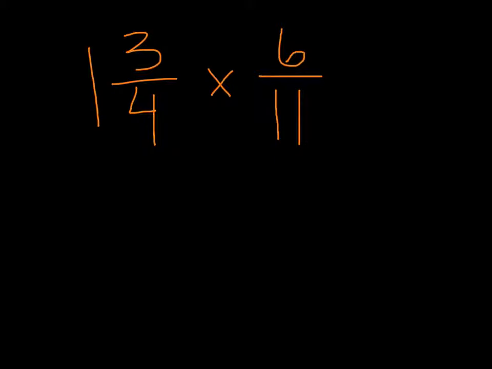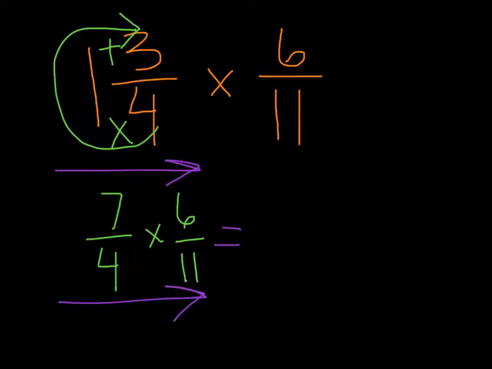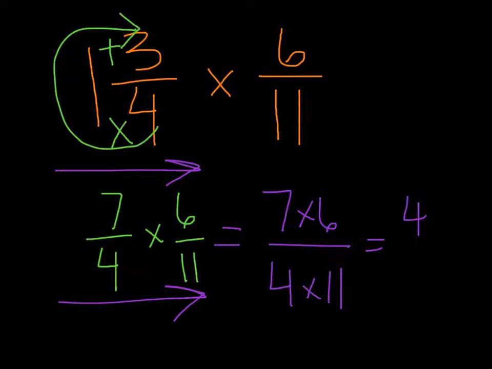Say you're given a problem where there's mixed numbers involved before you multiply. Just like addition and subtraction, you're going to turn this into an improper fraction. 4 times 1 is 4, plus 3 is 7, so that gives me 7/4 times 6/11. Remember, Superman method, multiply across the top, multiply across the bottom. And 7 times 6 is 42. 4 times 11 is 44.